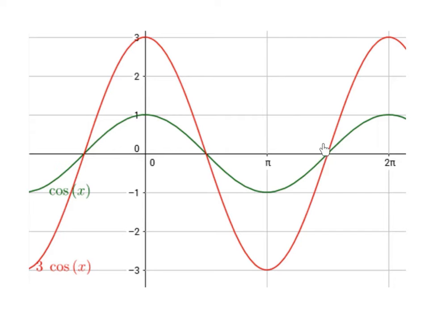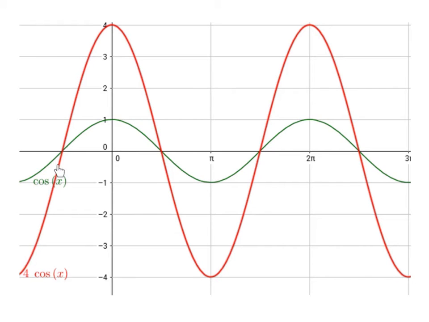And again, the green curve is the graph of y equals cos of x, and the red curve now is the graph of y equals 4 cos of x. So the curve has been stretched up as far as 4 on the y-axis and down as far as minus 4 on the y-axis. Again, we have the same midway line, which in this case is the x-axis, and it crosses the x-axis at the same points.